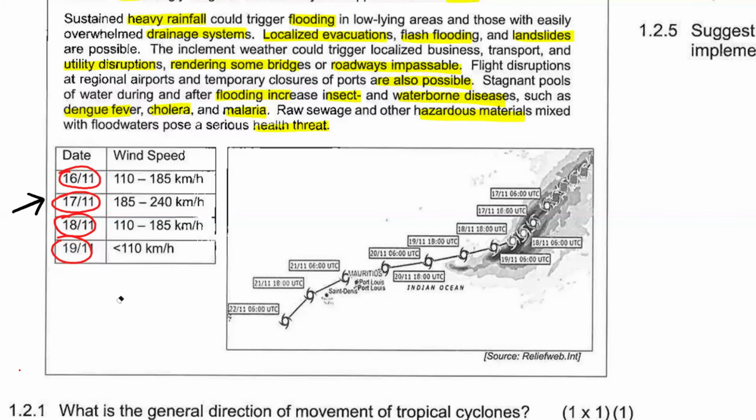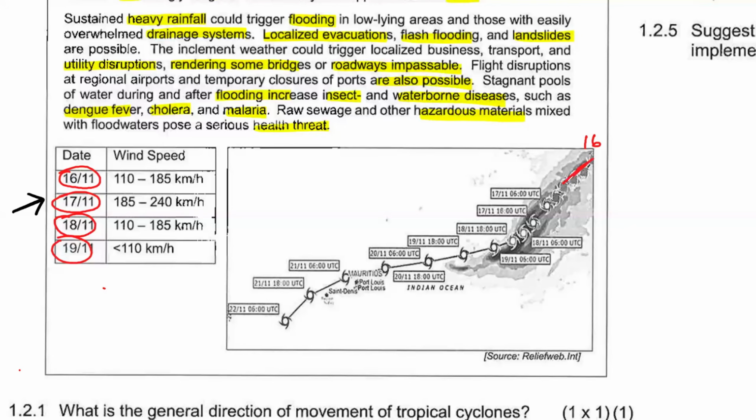Okay, let's just observe and analyze first, guys. First, the wind speed was between 110 and 185 kilometers an hour. This is on the 16th of November. Look at your map showing the path of this tropical cyclone. Where can you see the 16th on this map? It's not visible, right? So it's probably here. Maybe your tropical cyclone probably started here, because it's not shown. But we definitely know the wind speed was between 110 and 185 kilometers an hour.